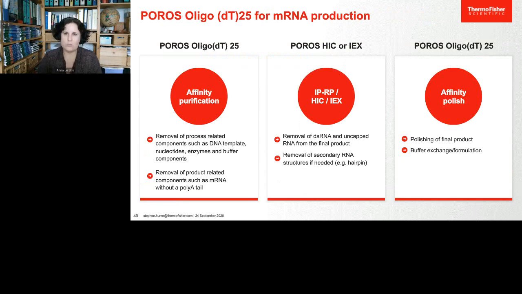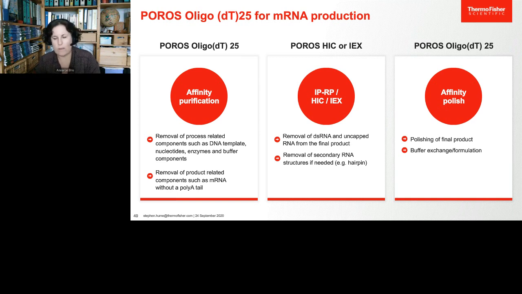We have different options or different scenarios to use this resin. So you have the affinity purification, obviously, where you would use this resin to specifically remove anything which has nothing to do with RNA, like DNA, nucleotides, enzymes, buffer, or IVT media components. In principle, anything that doesn't have a poly-A tail would not bind the resin.